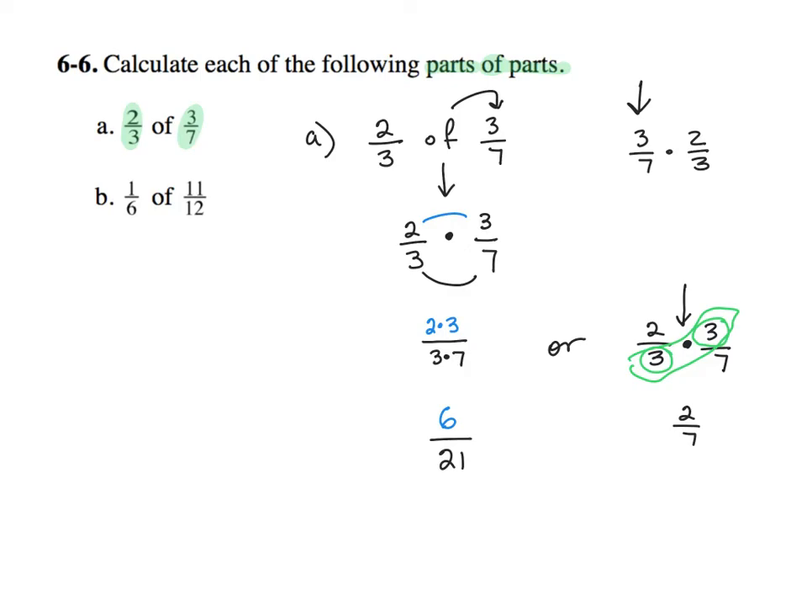Right now I have to simplify over here. I have to divide by 3. It's almost like double work in a way. So 6 divided by 3 gives me the 2 on the top, and then 21 divided by 3 gives me that 7. So we get the same as the other one. So definitely take advantage of this idea. So go ahead and try to do B on your own.